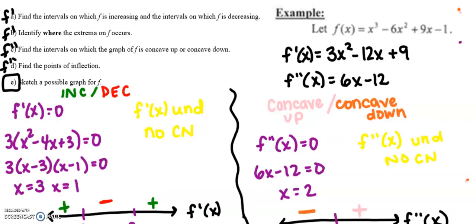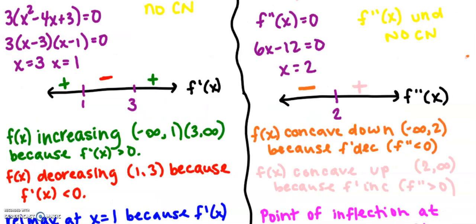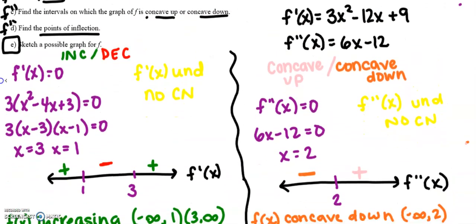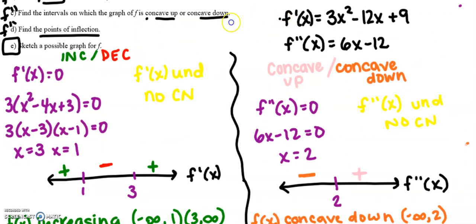Okay, wow, there's a lot of writing. So f prime is going to help me identify increase and decrease of f and where, so those are x values, where the extrema occur. F double prime is going to help me find intervals of concavity and points of inflection. So what I did is I used the first derivative on the left, so here's f prime, that one applied to all of this, and I used the second derivative on the right.